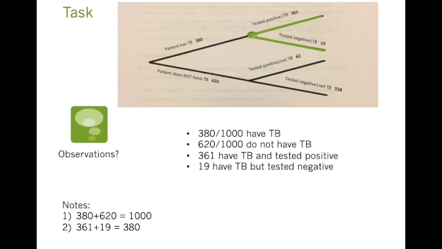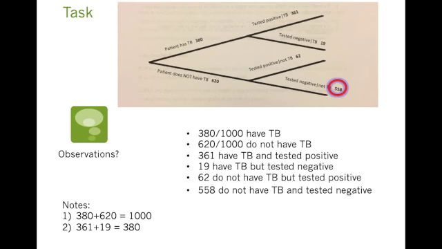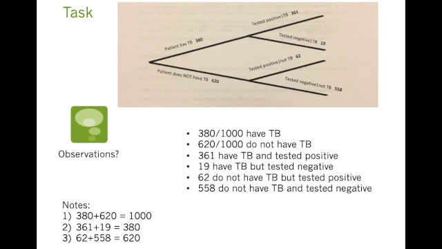And finally, we can see that 62 of the 620 were tested positive, even though they are actually clear, while the last 558 are correctly given the negative result. Once again, we can see that 62 plus 558 is equal to 620 by this vertex and these two legs.